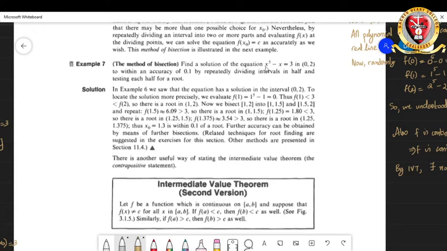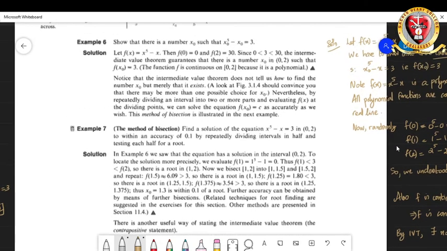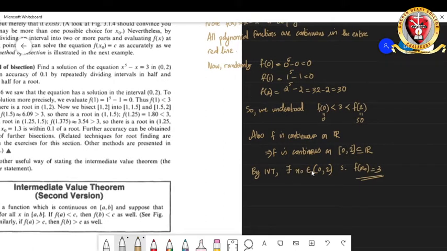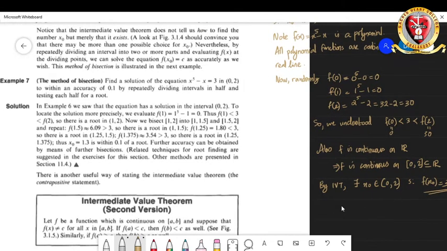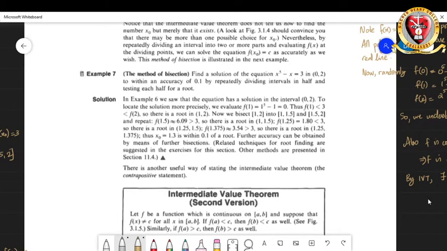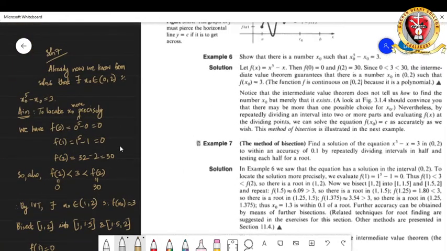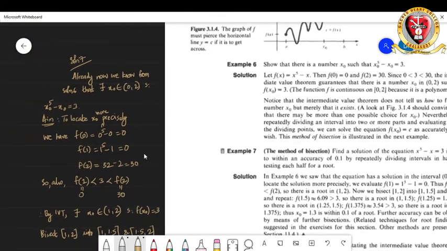Already we said that the equation x raised to 5 minus x is equal to 3 has a solution in the open interval (0, 2). That was example 6, right? There exists an x naught, an element of the open interval (0, 2), such that f of x naught, which is x naught raised to 5 minus x naught, is equal to 3. So we know that there exists such a number x naught. We have to find the x naught by bisecting. Bisecting means dividing the intervals into 2.